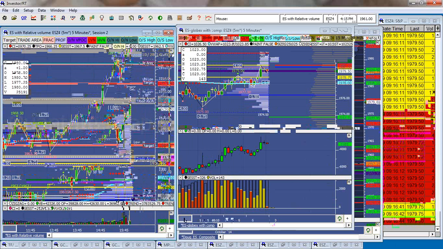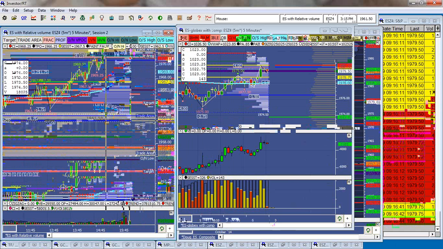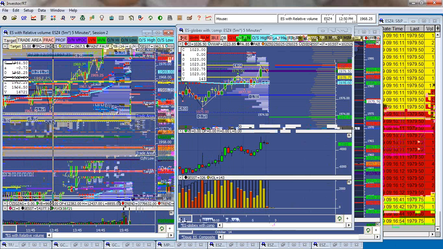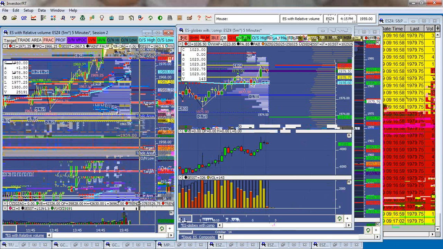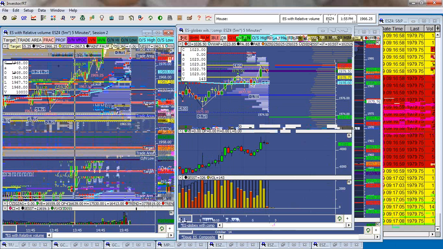this 59.25 area again. 59.25, 59.50 is my target below there. I'm not even going to pay attention to the 61.50. I'll front run that because I think 59 is a much stronger number with the naked close right there. Come on.